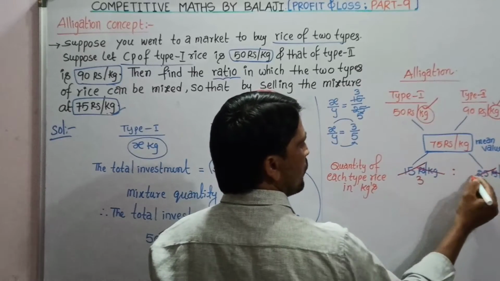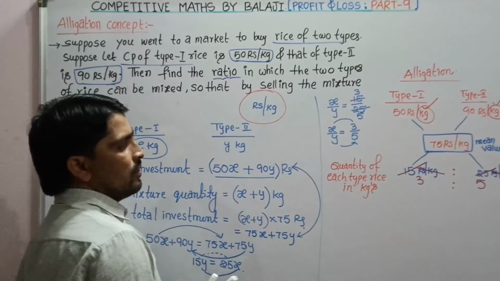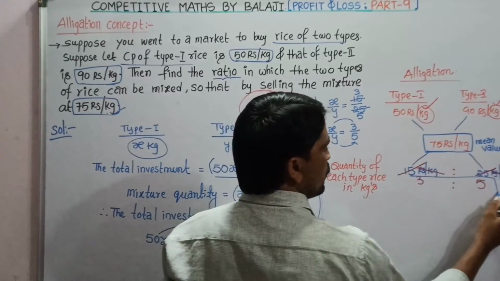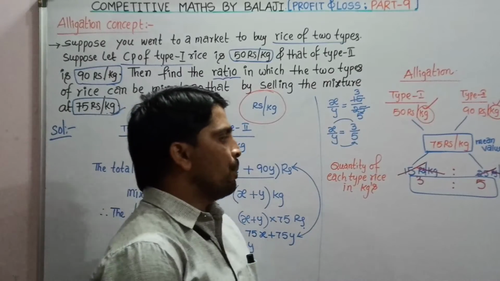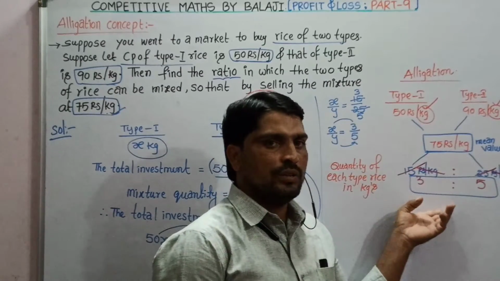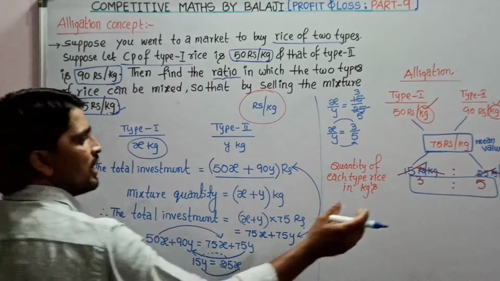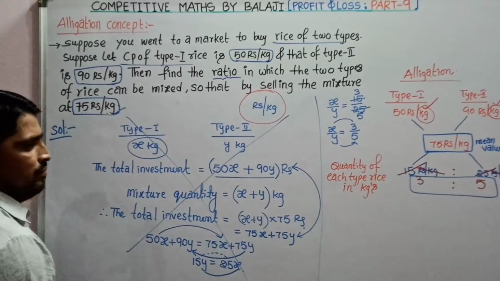That is, to make the mixture, these two types of rice can be mixed in the ratio 3:5. We get a simple answer and calculation by the allegation method, so we will use the allegation method instead of the earlier method.